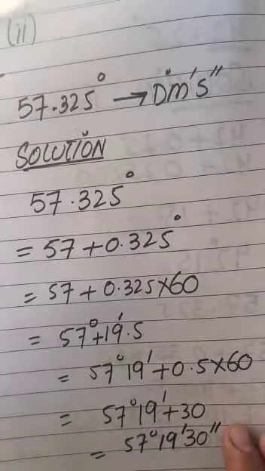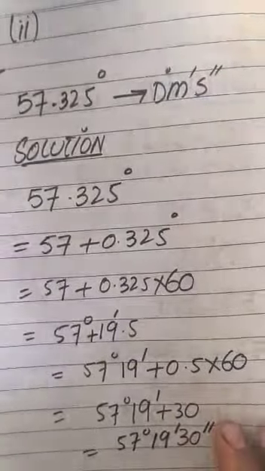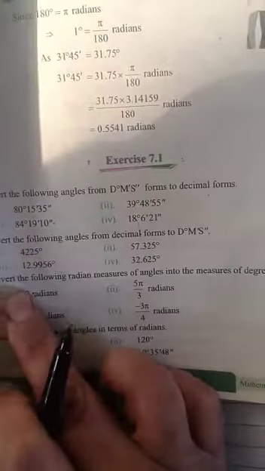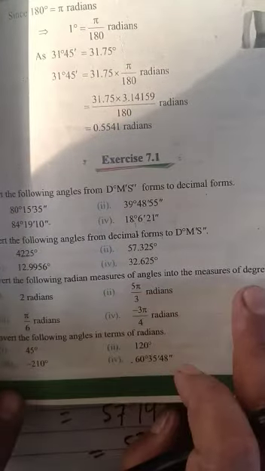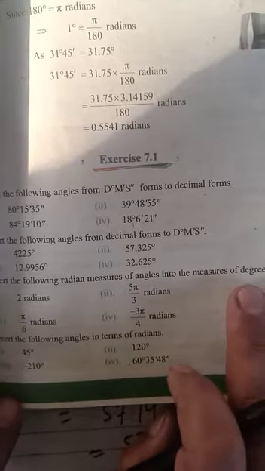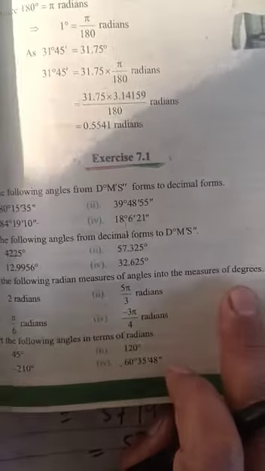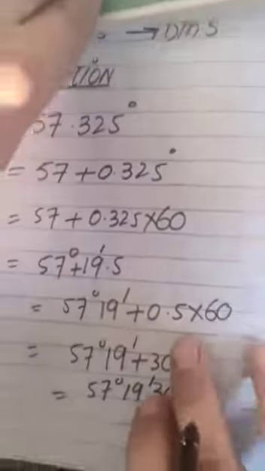Now we have question number 3 in the book. The question is, convert the following radian measure of angles into the measure of degrees. So before solving this question, we will find the relation between degrees and radians. So what is a degree?